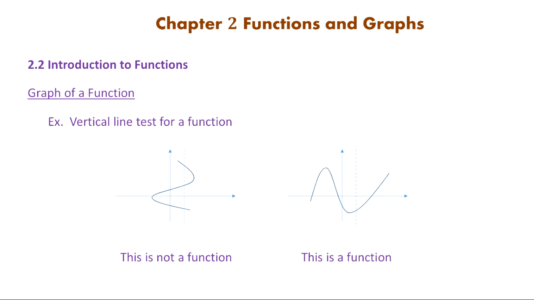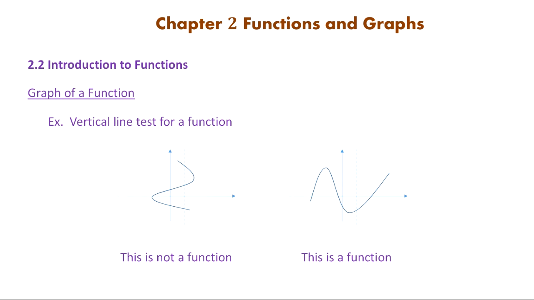On the right hand side, we got a vertical line that intersects the curve at most 1 point. Okay, for a function, any vertical line can only intersect the curve at most 1 point, right?